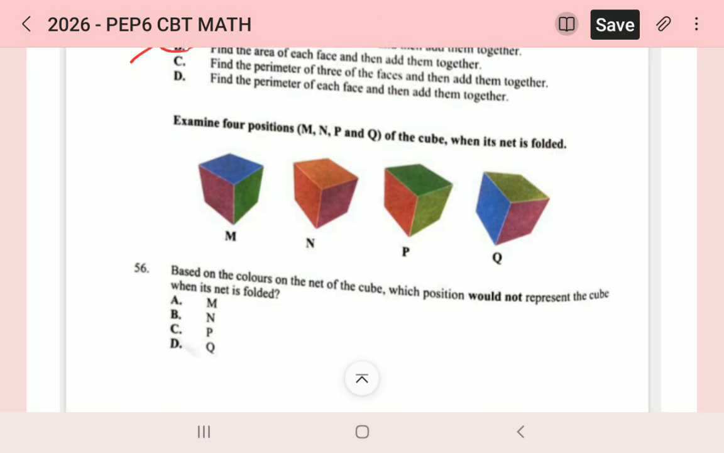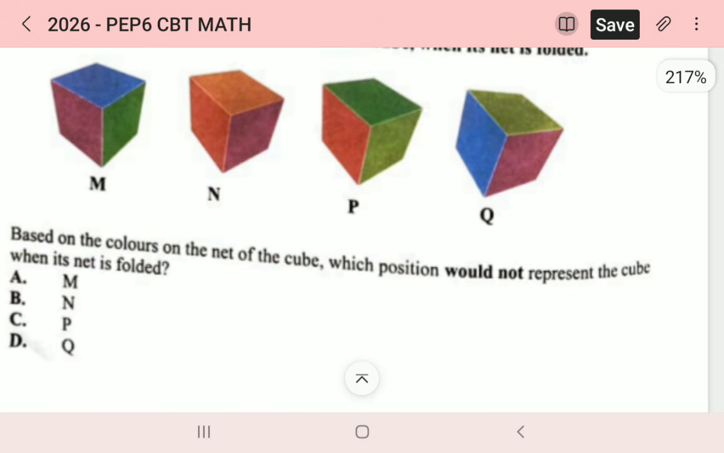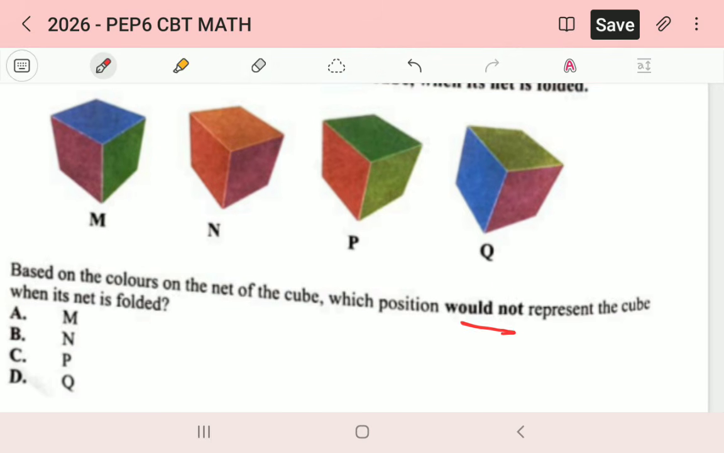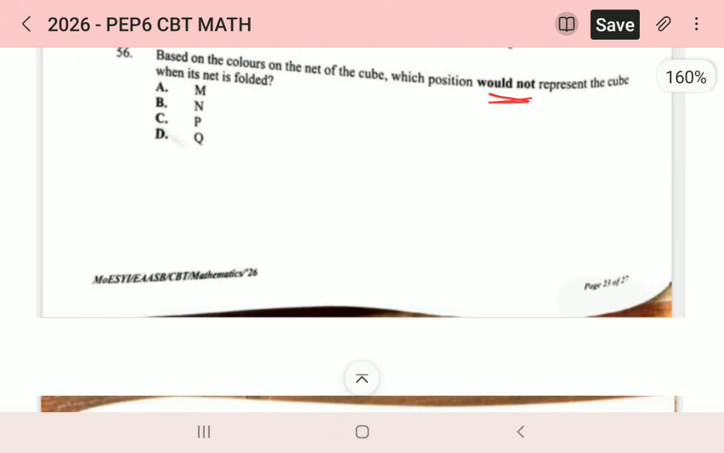Let's look at 56. Examine the 4 positions M, N, P, and Q of the cube when the net of it is folded. Based on the colors on the net of the cube, which position would not represent the cube when the net is folded? This is a tricky one here.